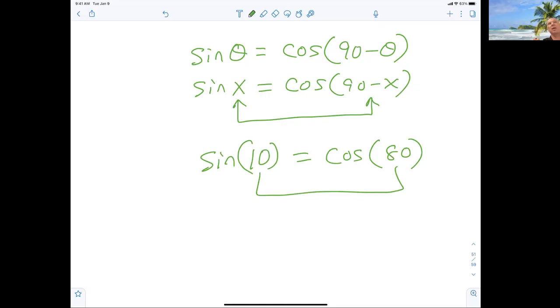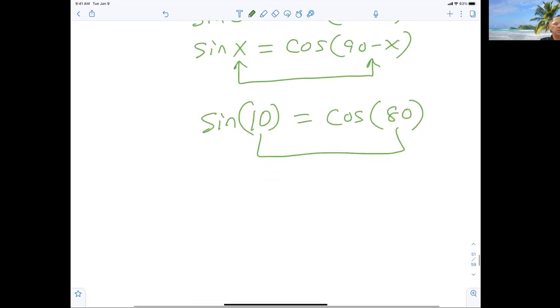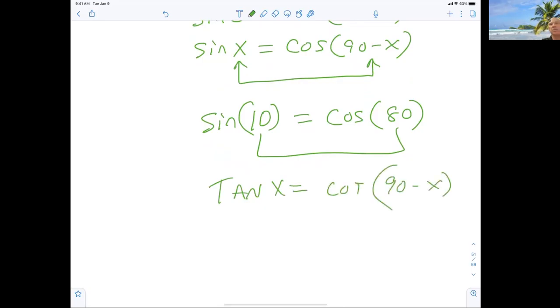Now, it's not on every test. I would say it's like on every third test where they're going to ask you about that. And if you haven't had pre-calculus, you don't really know that. But after you've had pre-calculus, those are called cofunctions. Just like tangent of x is equal to the cotangent of 90 minus x.